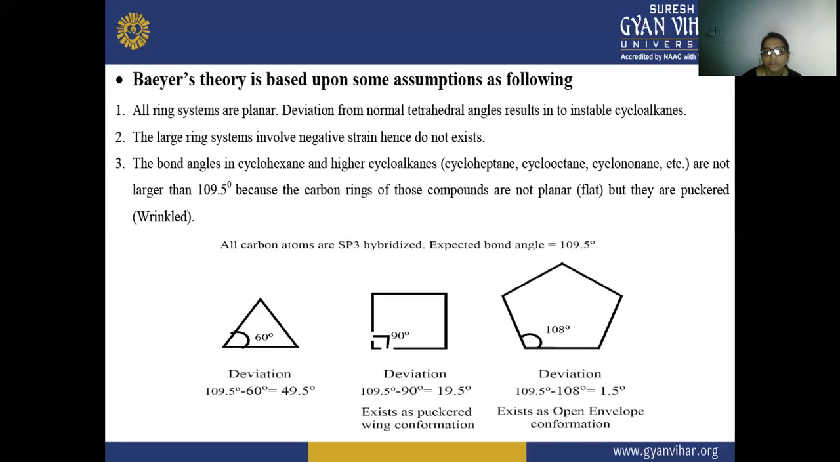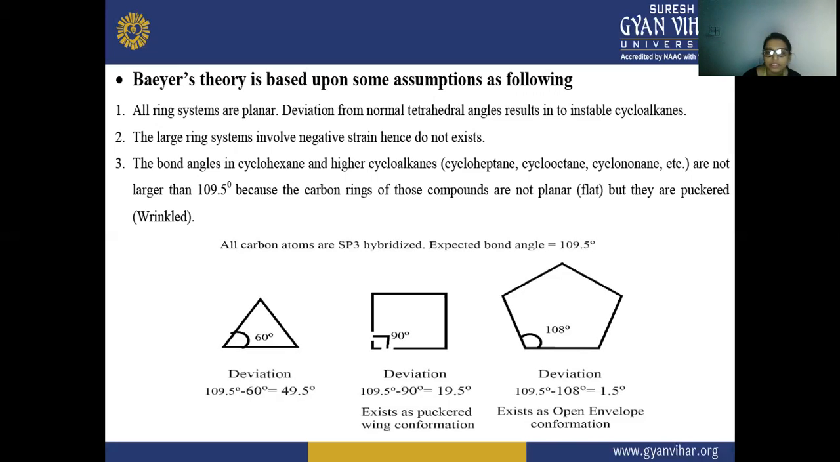So the bond angle in cyclohexane and higher cycloalkanes, means cycloheptane, cyclooctane, cyclononane, cyclodecane, is not larger than 109.5 degrees, because the carbon rings of those compounds are not planar, means not flat, but they are puckered, or you can say wrinkled. So their bond angle is not larger than the ideal bond angle.